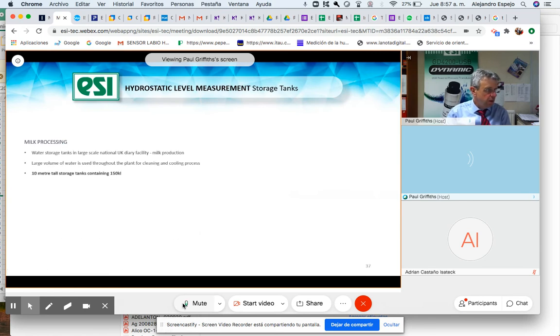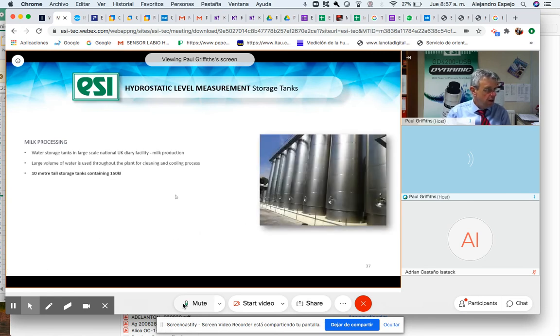So this is an alternative application of level measurement. This is a dairy or a milk storage facility, milk production, and large volumes of water are used in the processing of milk. Same with wine, same with a lot of foodstuffs. You always need a lot of water.